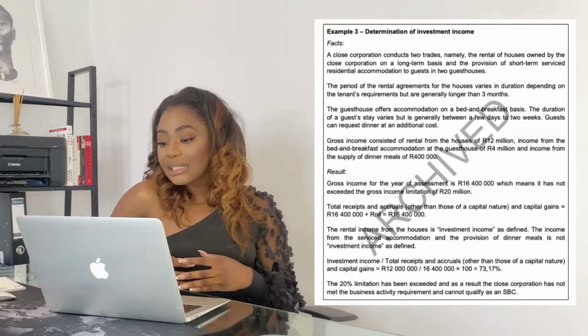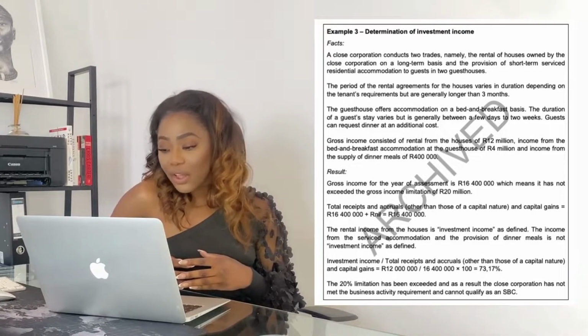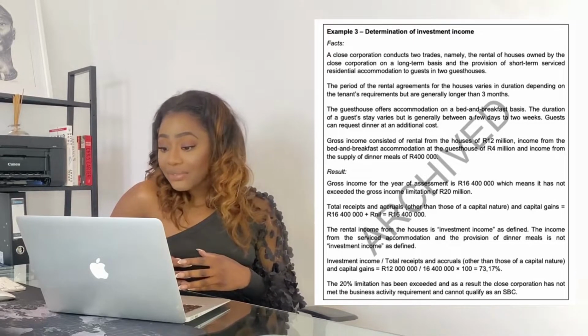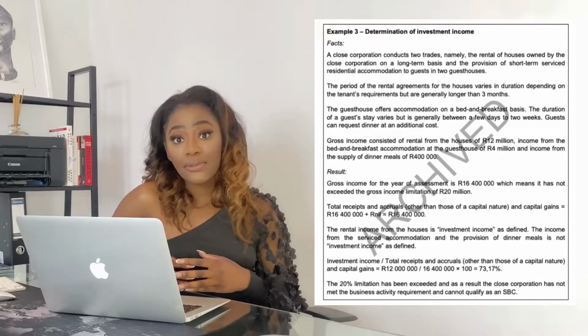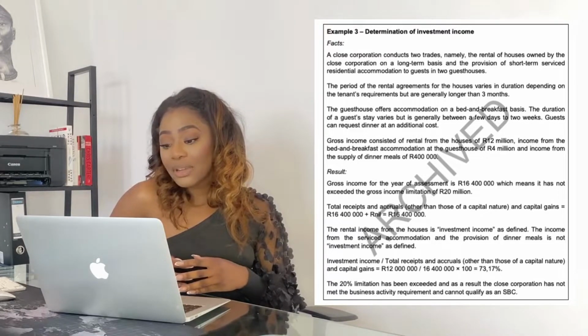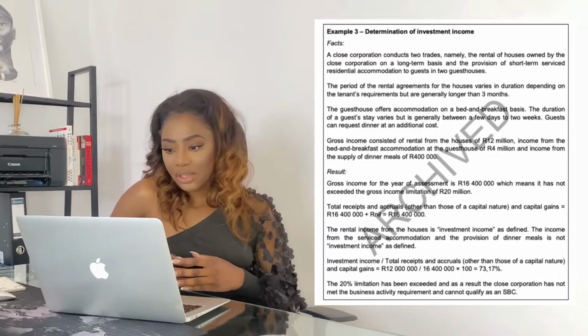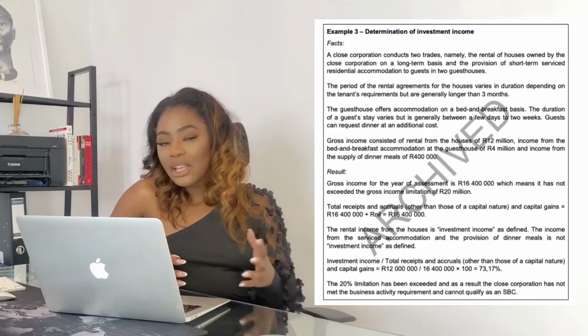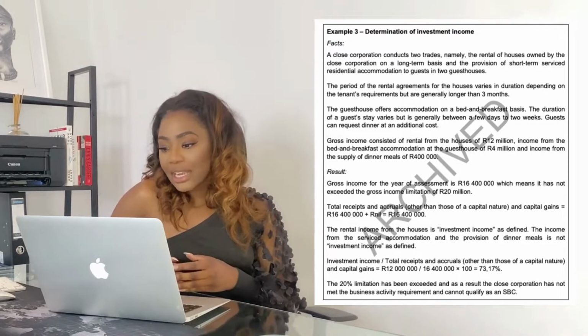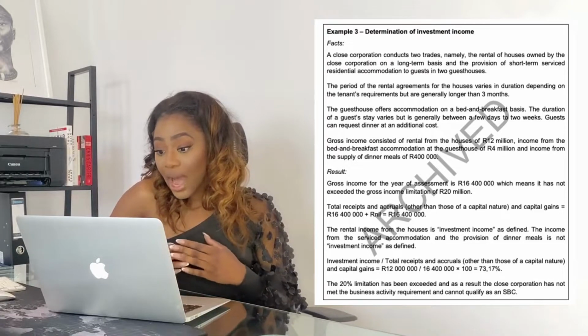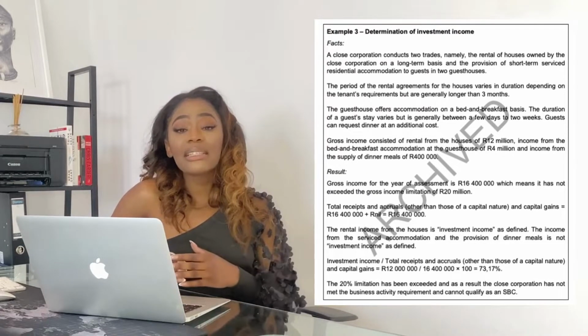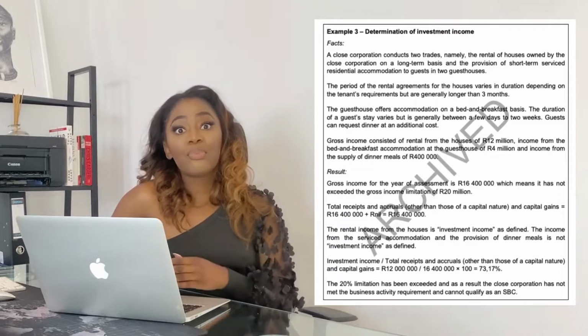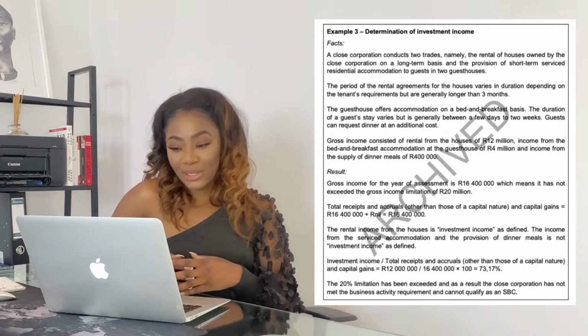Gross income consisted of rental from the houses of 12 million, income from bed and breakfast accommodation at the guest house of 4 million, and income from the supply of dinner meals of 400,000. The result is that the gross income for the period is going to be 16,400,000, and it has not exceeded the 20 million threshold that applies to small businesses.